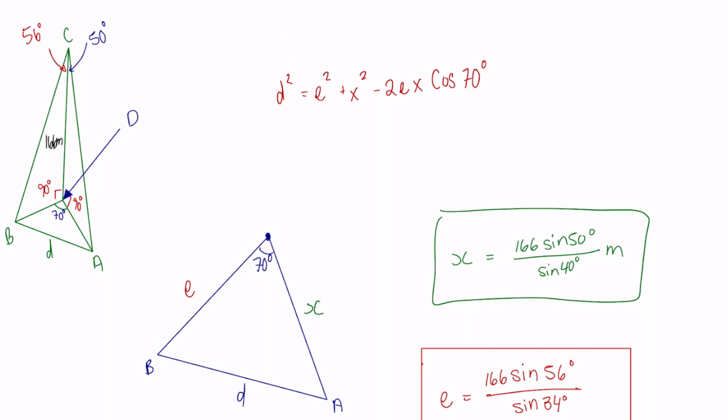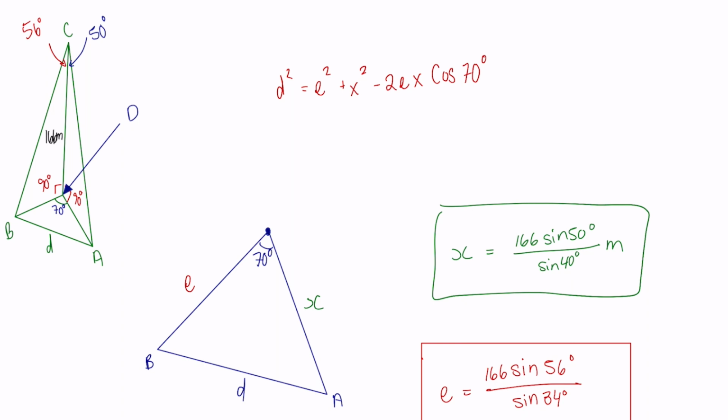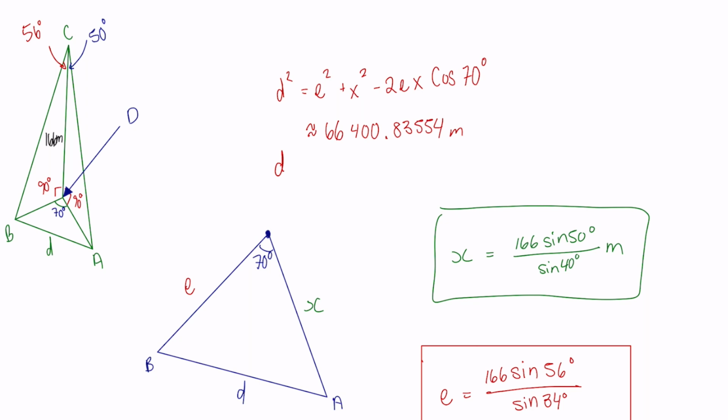So this is the equation we're going to use, and we're going to plug in the exact values for E and X to get the most accurate length D. And when you do that, you get D squared is approximately equal to 66,400.883554 meters squared. So D is approximately equal to the square root of that, and because it asked for us to round to the nearest meter, the distance between the two boats is 258 meters.